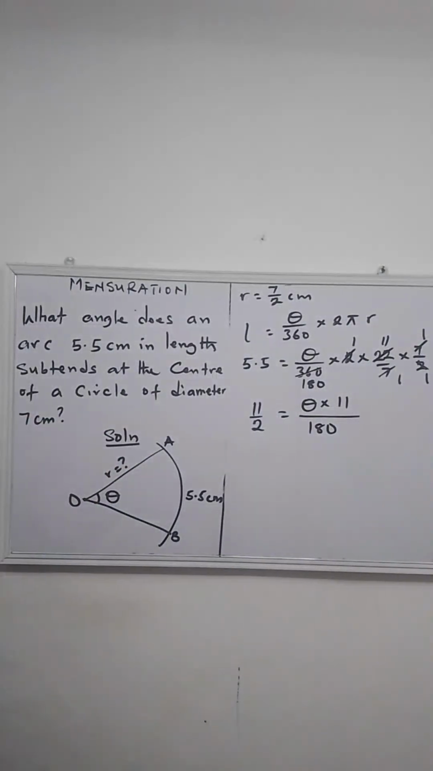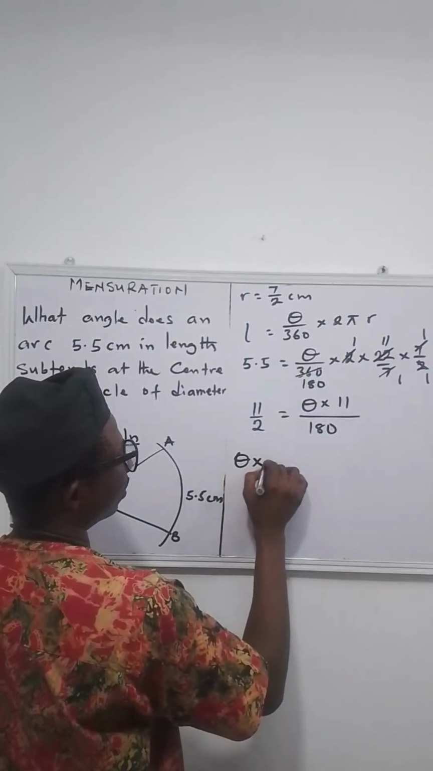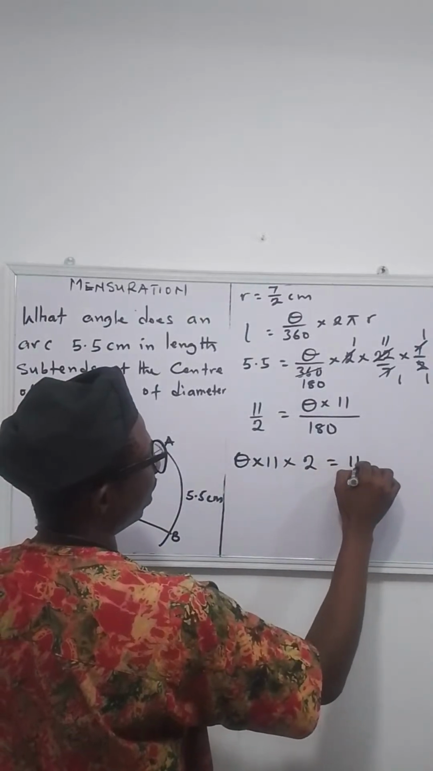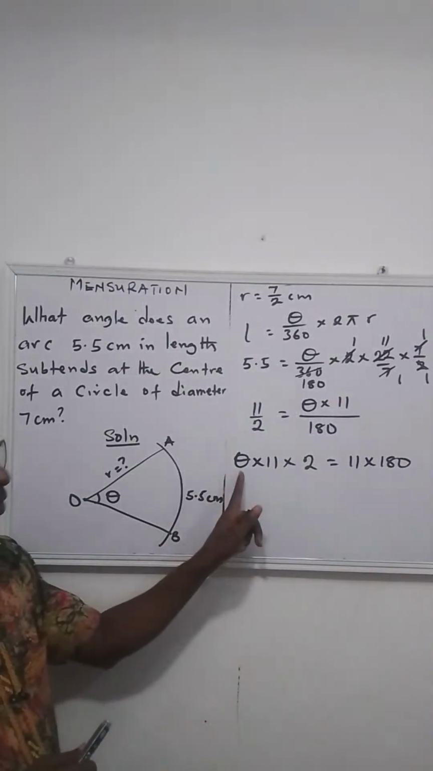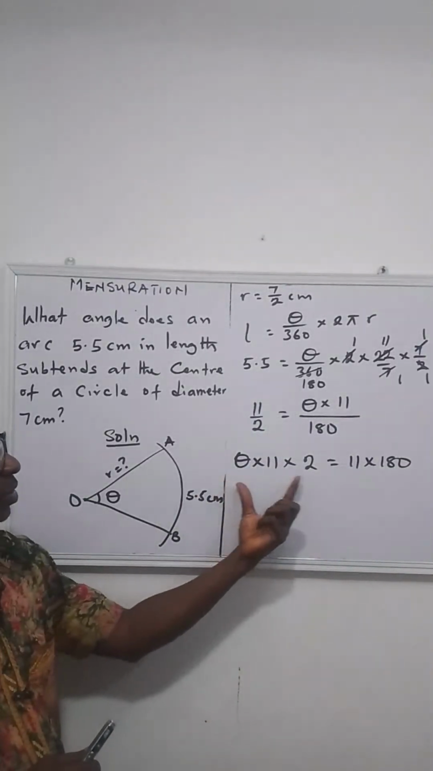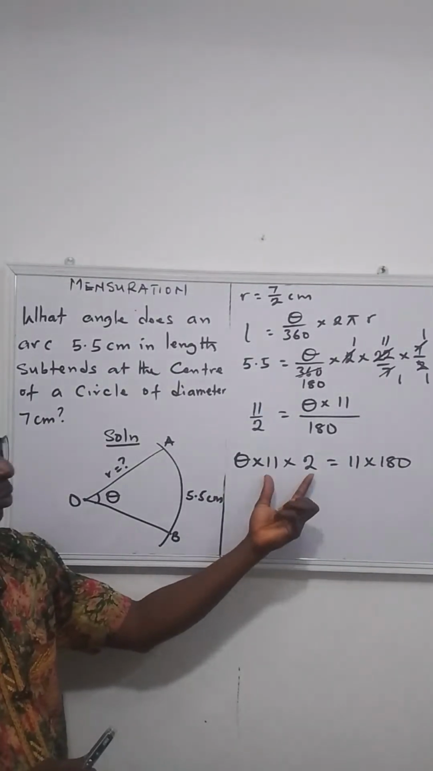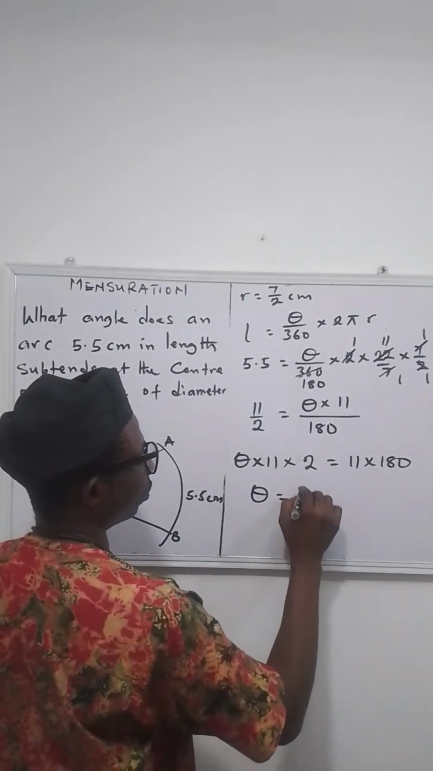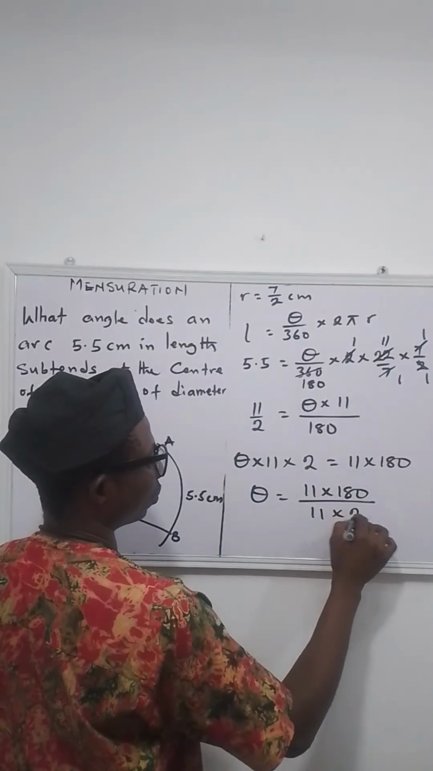So what do we do next? We cross multiply. So when you do that, you have theta times 11, times 2 equals 11 times 180. Okay, so now I'm looking for theta. So I'll divide both sides by the coefficient of theta, and that is 11 times 2. So I have theta equals 11 times 180 divided by 11 times 2.